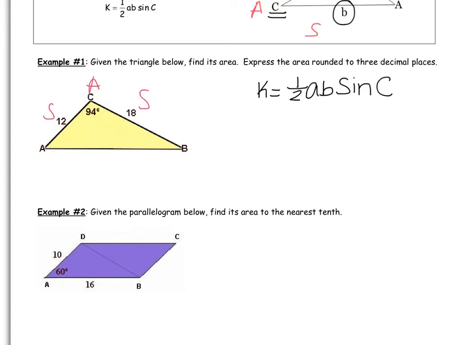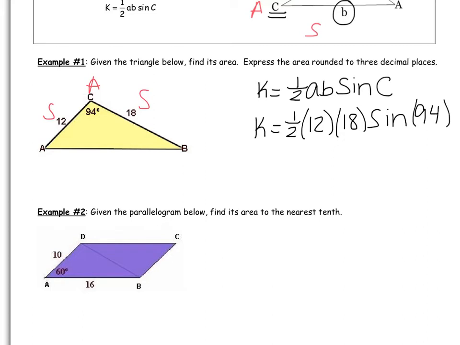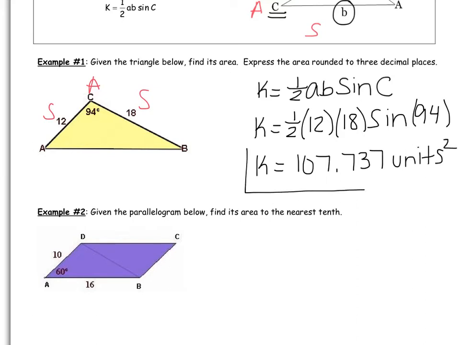So let's plug in what I have. K equals 1/2. a is one of the sides. Let's pick 12. b is one of the sides, 18. Sine of C, C is 94. So you're just going to plug that into the calculator just the way you see it, and you should get 107.737 units squared. Pause the video, check it out, see if you can get that. Alright, that's it. Let's try example number 2.